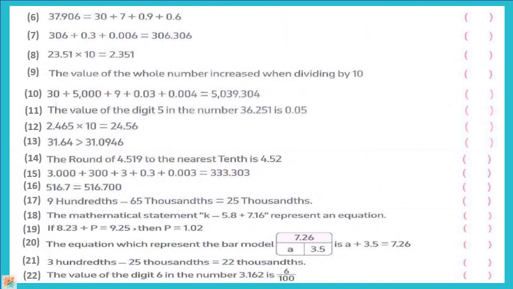Question number 6. You have here 37.906, and I would check if it's right or wrong. 30, yes. 7, it's right. 9 in tens, it's right. 6 in tens also, no. This 6 is in thousands, so this one is wrong. 306, yes. 3 in tens, okay. 6 in thousands, yes, it's right.